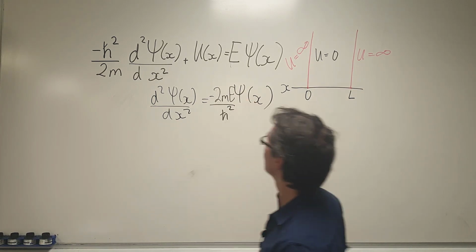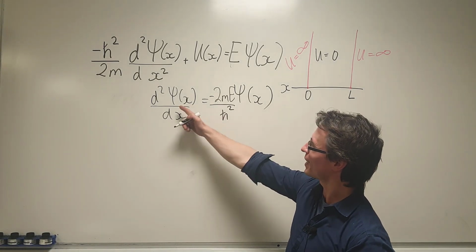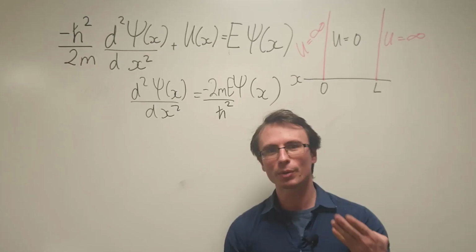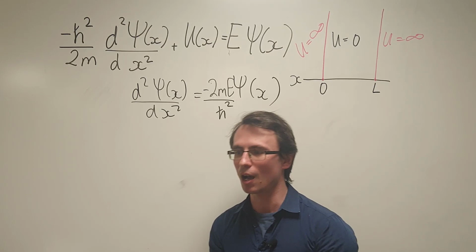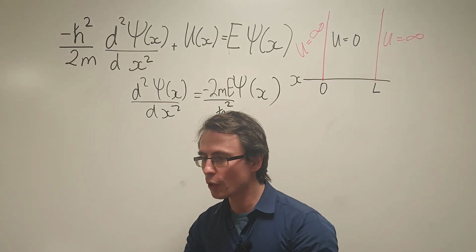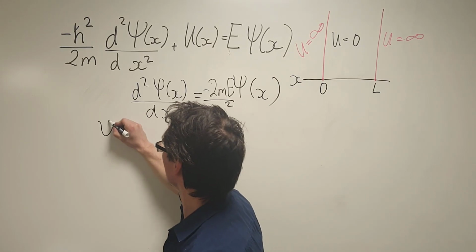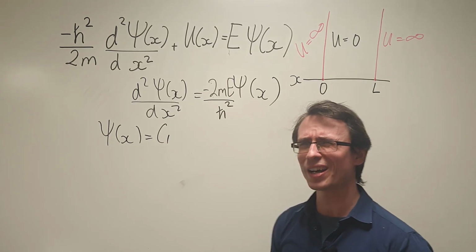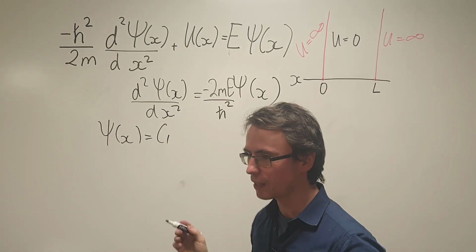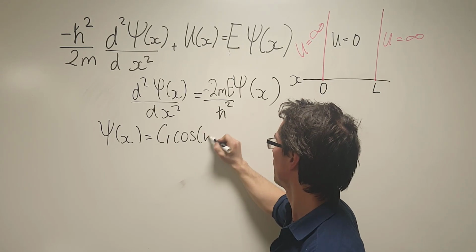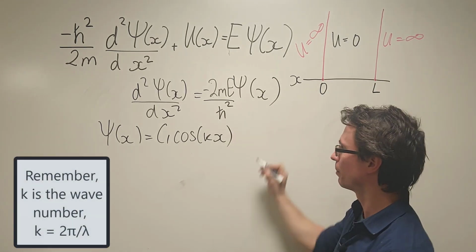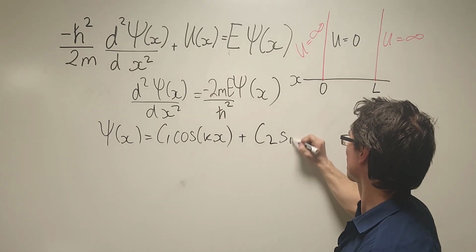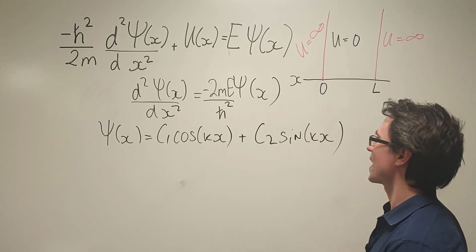by h bar squared. So I need a function that when differentiated twice will give me the negative of that function. What immediately springs to mind is a combination of sines and cosines. So let's just guess that psi of x is equal to some constant, the first constant c1, multiplied by cosine kx, where k is the wave number, plus c2, our second constant, multiplied by sine of kx.